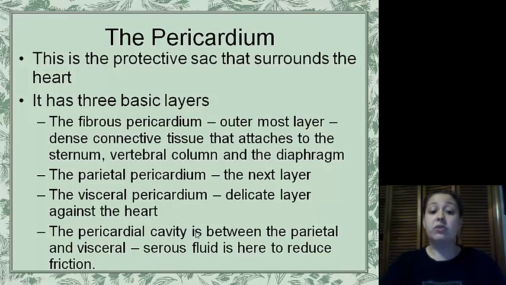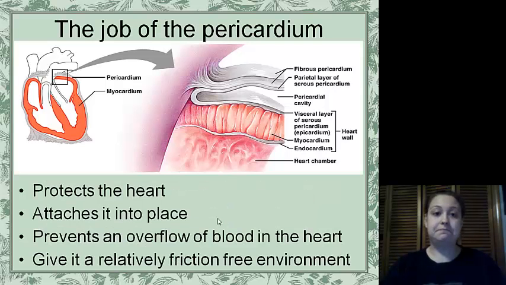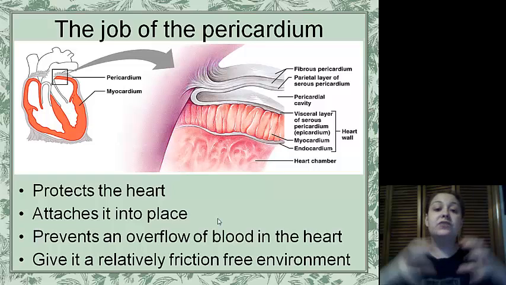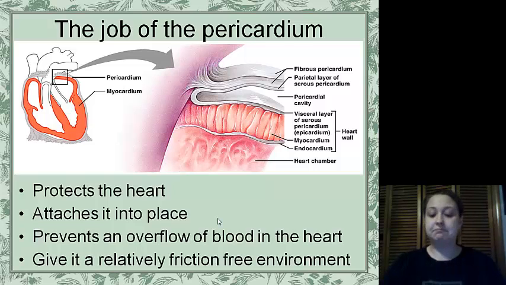The pericardial cavity is between the parietal and the visceral pericardium, and there's serous fluid that reduces friction. The job of the pericardium is to protect the heart, attach it in place, prevent overflow from the blood, and give it a relatively friction-free environment.